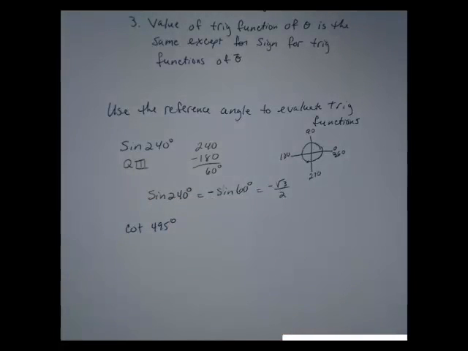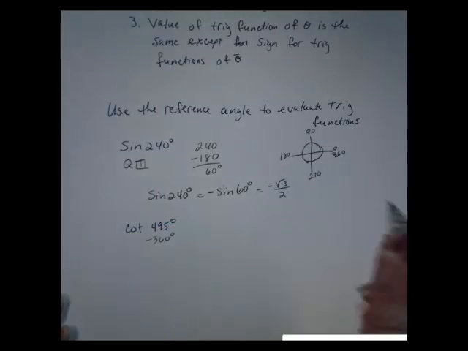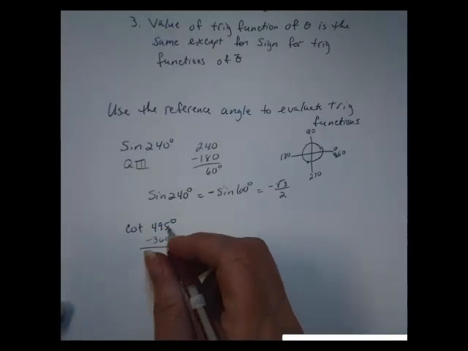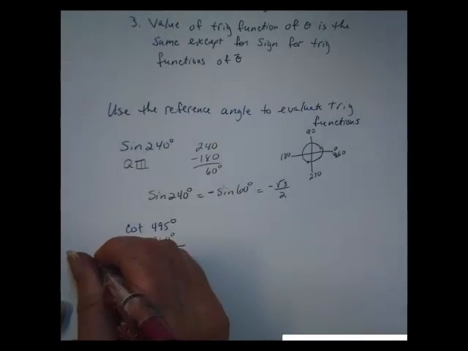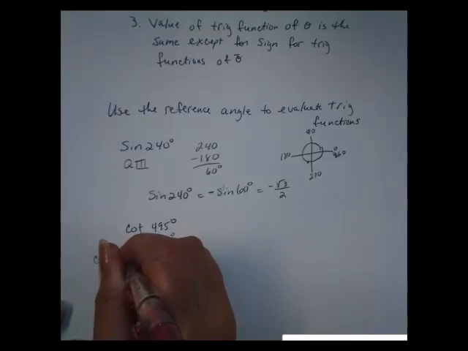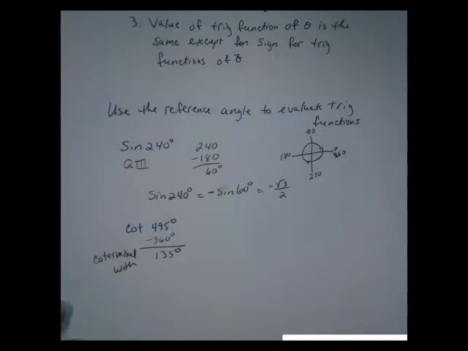Well, if we want to find the reference angle for the cotangent of 495, the first thing we have to do is find our reference angle. So if we subtract 360 degrees, because that's one time around, that'll get us 135 degrees. So we are coterminal with 135 degrees. So where will our terminal side be? Which quadrant are we looking at?